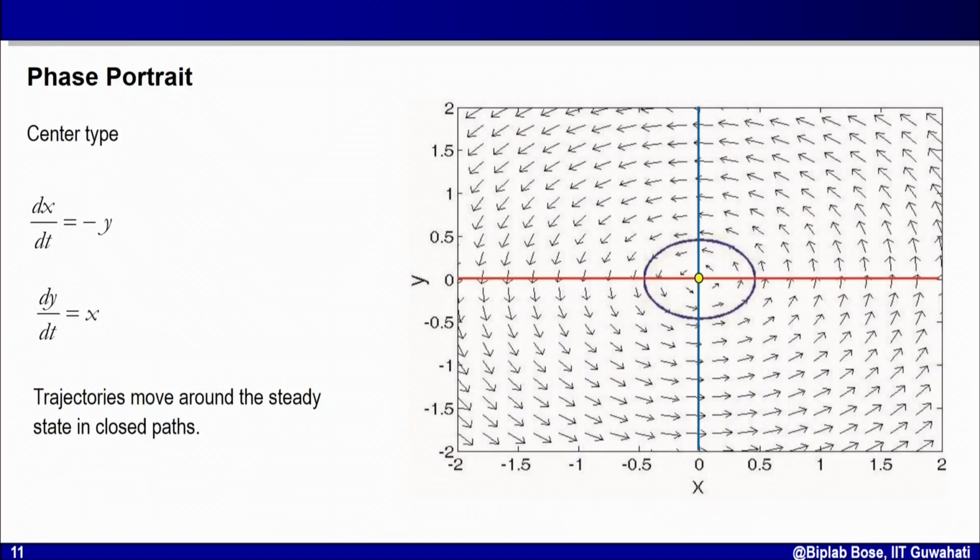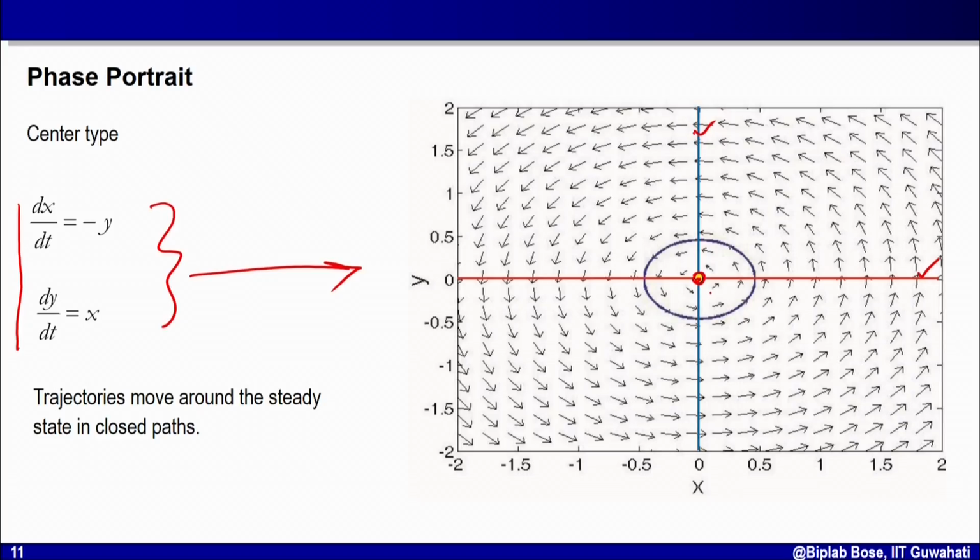Let us look into the center type or the closed path type that we have faced earlier in the case of the predator-prey model. Here I have taken a simple system of ODEs, dx/dt equal to minus y and dy/dt equal to x. This system of ODEs gives rise to this phase portrait. Again, these colored lines are the null lines, and the arrows represent dy/dx. As you can see, if you stay at this yellow steady state position, you will stay there.